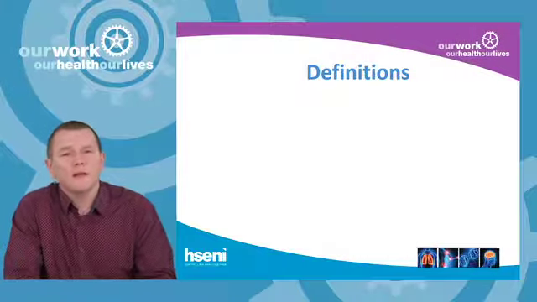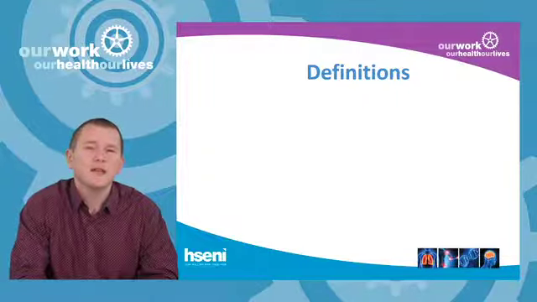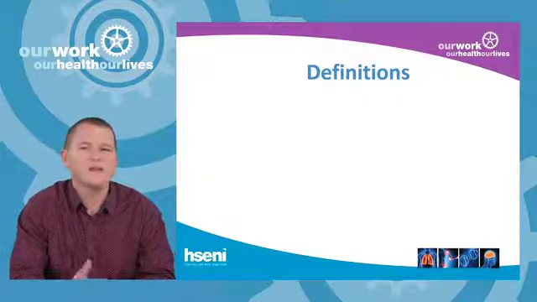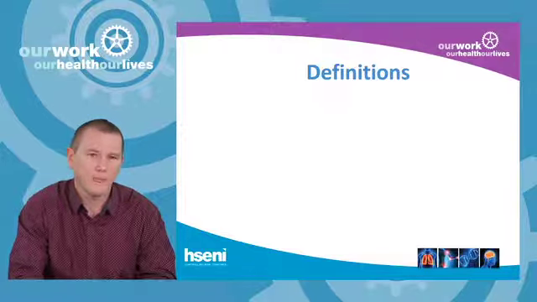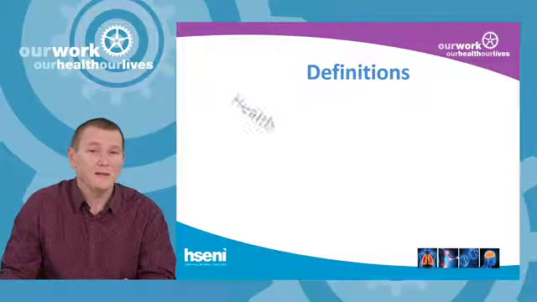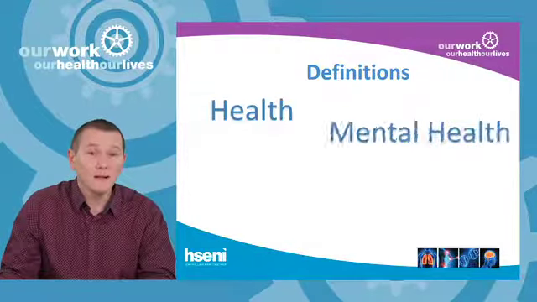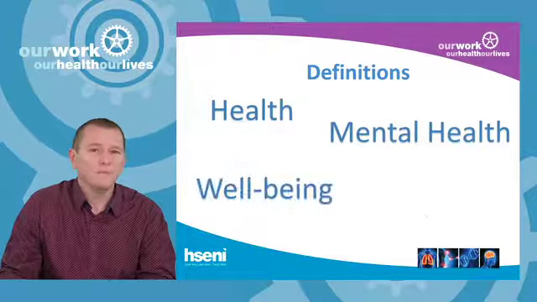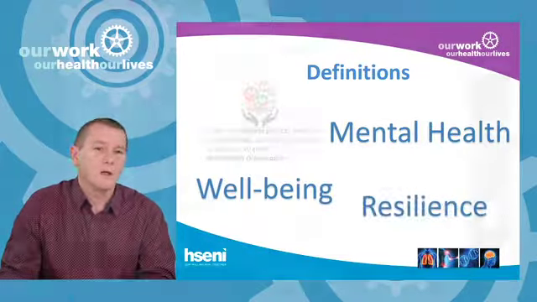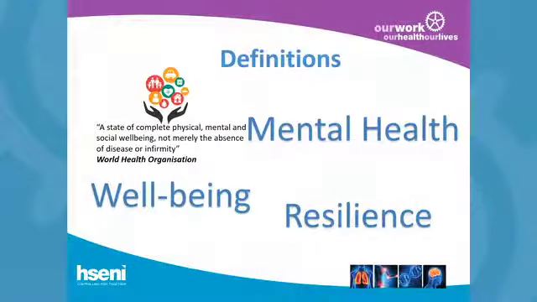So let's start by looking at some definitions to help us better understand what is meant by various terms we commonly use. And we're going to look at 4 in particular. These are health, mental health, well-being, and resilience. The World Health Organization defines health as a state of complete physical, mental, and social well-being, not merely the absence of disease or infirmity. And I would just say, as we go through these definitions, try and see the commonality that might flow through them.